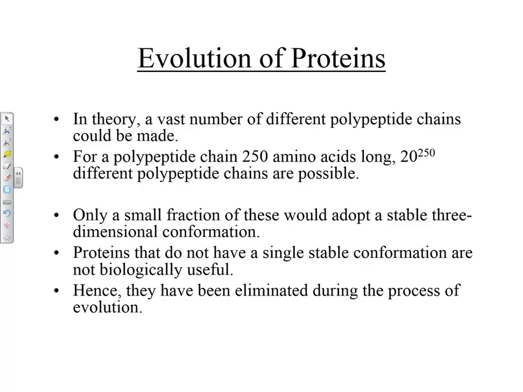Now we talk a little bit about the evolution of proteins. In theory, as I've been pointing out, because at every location you have 20 possibilities, a large number of different polypeptide chains could be made. For example, if you're looking at a polypeptide chain that is 250 amino acids long, there are 20 to the power of 250 different possibilities. Only a small fraction of these would adopt a stable three-dimensional conformation. Proteins which do not have a single stable conformation are not biologically useful, because in one situation it might function one way, in another situation it won't function at all. So nature has its way of eliminating anything that is not useful. It's the survival of the fittest, so they have been eliminated during the process of evolution and you don't see them.